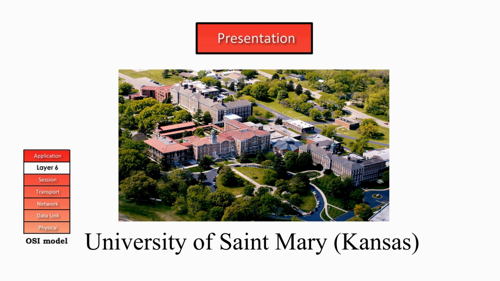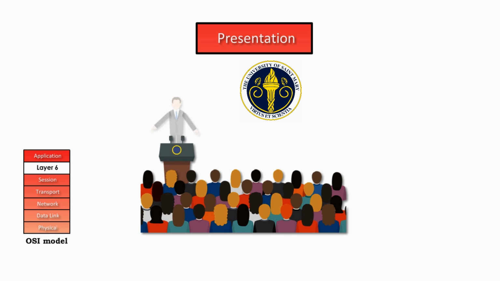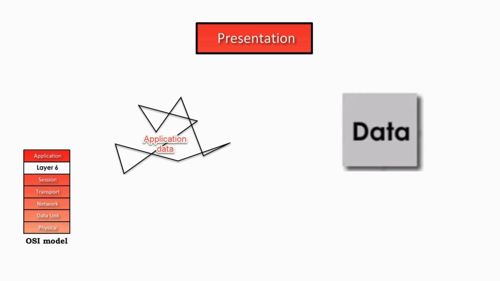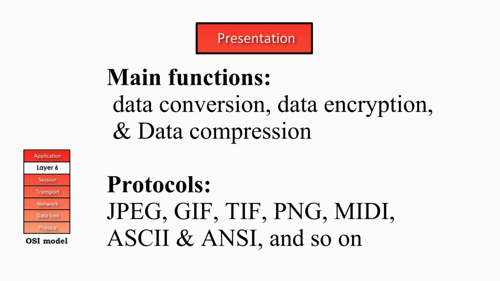Another example, as a professor at the University of St. Mary in Leavenworth, Kansas, I must speak English, or at least Chinglish. Otherwise, my students would complain. If I use an irregular shape to represent the application data, the presentation layer would change it to a square which everyone is familiar with. Therefore, the main function of this layer's protocols is basically data conversion, data encryption, and data compression.